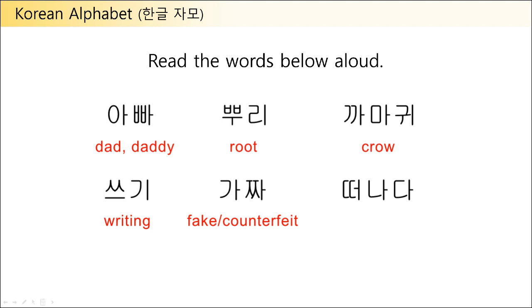Good job. Next word is 떠나다, 떠나다. It means to leave. Repeat after me.